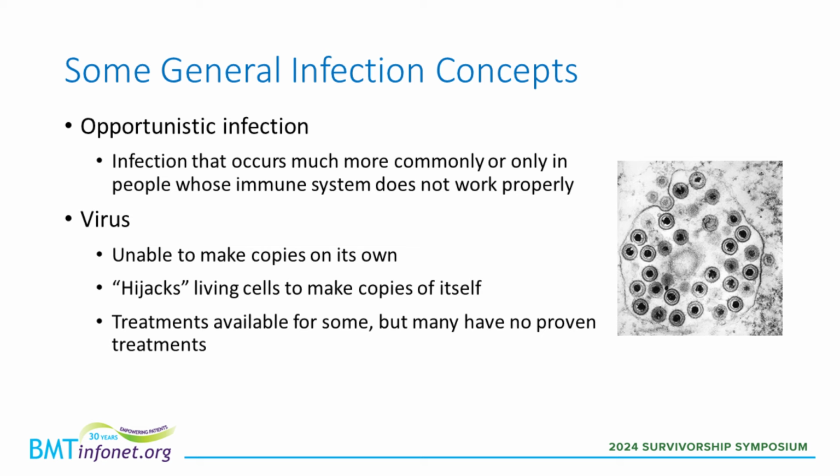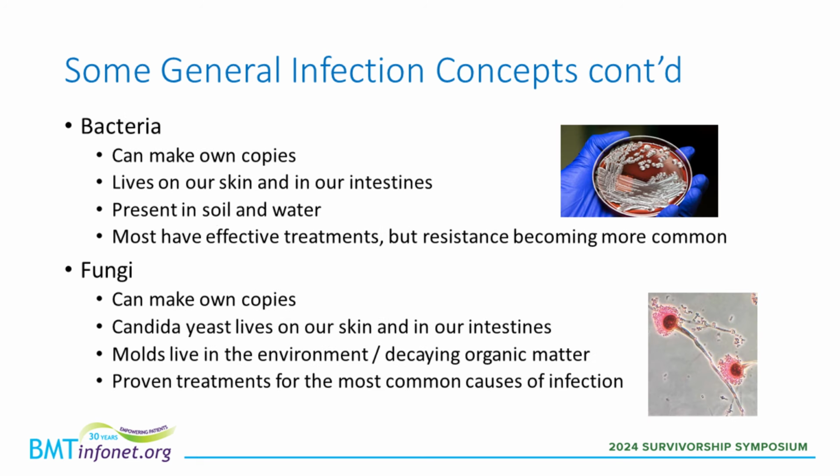So a virus is an infectious particle. It has a shell, which is typically made of proteins and fats, and on the inside is DNA or RNA. By themselves, they're unable to make copies of themselves. They have to infect a living cell, and then they hijack the living cell's machinery in order to make copies of itself. Then the cell dies as the new viral particles are released. There are treatments for many viruses, but some of them have no proven treatments.